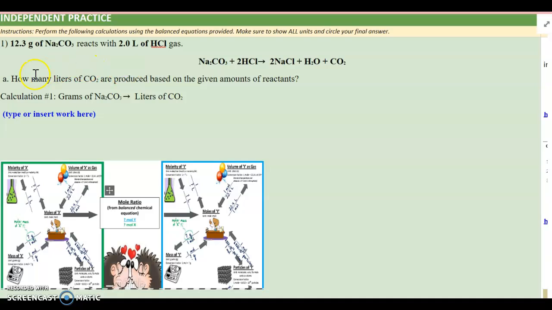So this is going to be broken down into various questions. So this one is, how many liters of CO2 are produced based on the given amount of reactants? I'm going to put a box around CO2. That's where I am. That's my finish line. That's where I'm trying to get to.